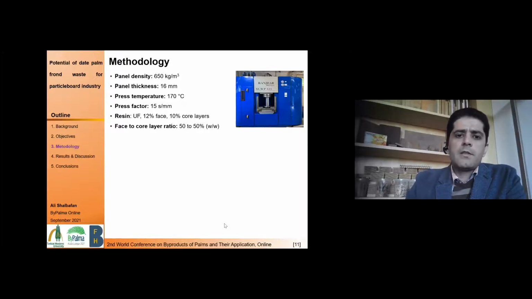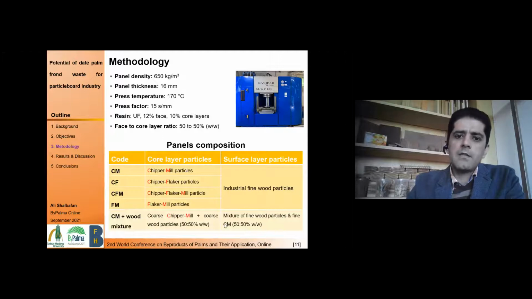For the board production, the constant variables were the panel density and panel thickness, with a density of 650 kilograms per cubic meter and 16 millimeter thickness. We also used a press temperature of 170 degrees C. The press factor was 15 seconds per millimeter. We used 12% urea formaldehyde resin for the surface layers and 10% for the core layer. The ratio of face to core layer was also kept constant in all panel variations at 50 to 50%.